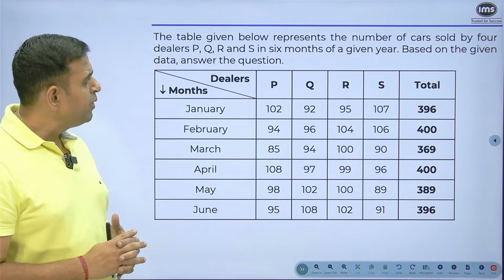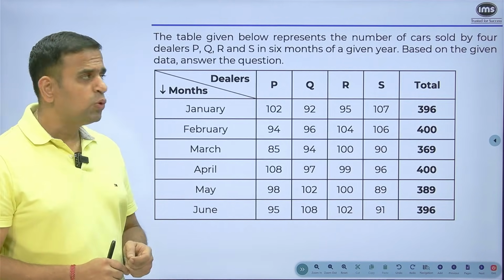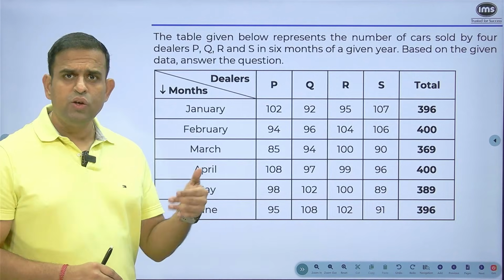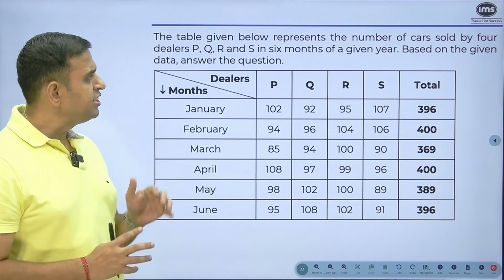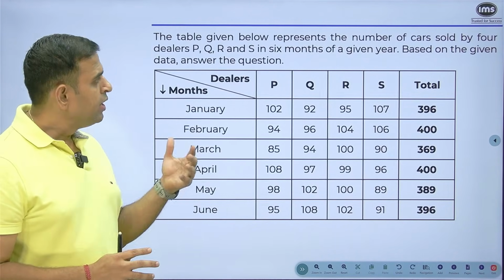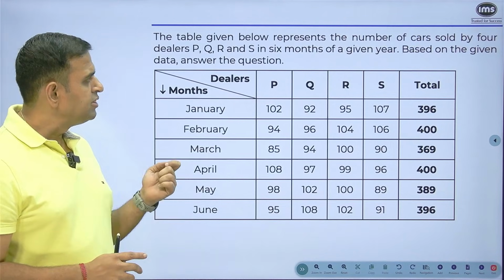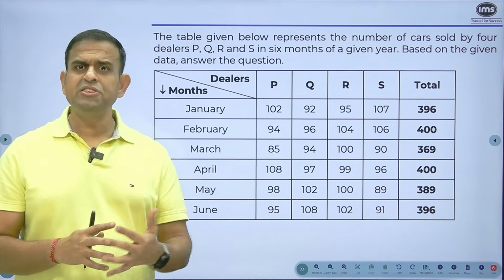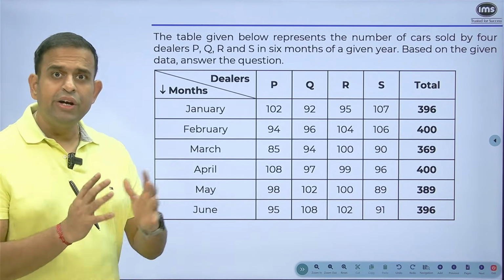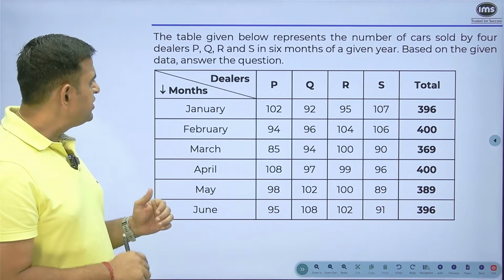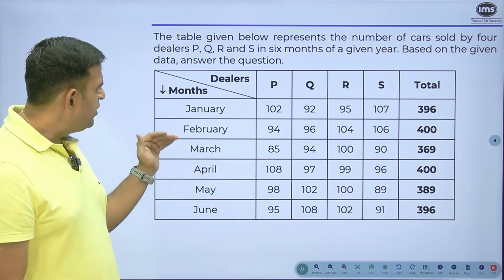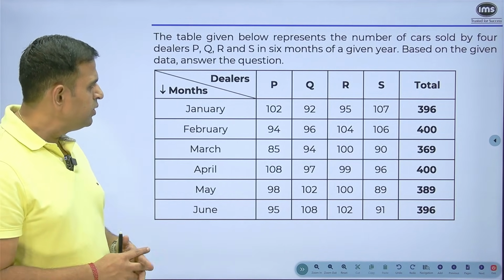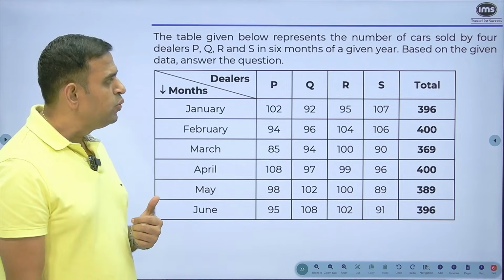The table given below represents the number of cars sold by 4 dealers P, Q, R and S in 6 months of a given year. Based on the given data, answer the question. So a very straightforward table. If I want to interpret the table, I can see the months mentioned are January, February, March, April, May, June, and the dealer names are P, Q, R, S.